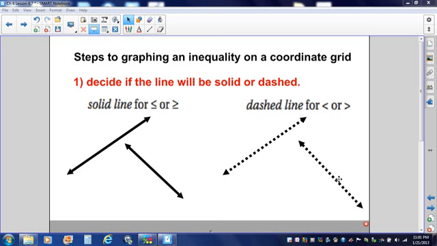Alright, here we go, guys. Please pay close attention so that you can be a super genius when it comes to this skill and pass the EOC. These are the steps to graphing an inequality on a coordinate grid. Please write down step number 1. The first thing you're going to do is decide if the line will be solid or if the line will be dashed. So step number 1, we need to decide if the line will be solid or the line will be dashed, and this is what I mean.